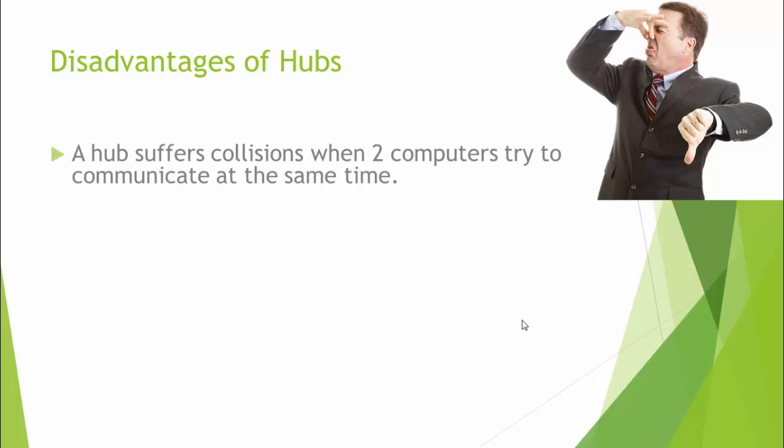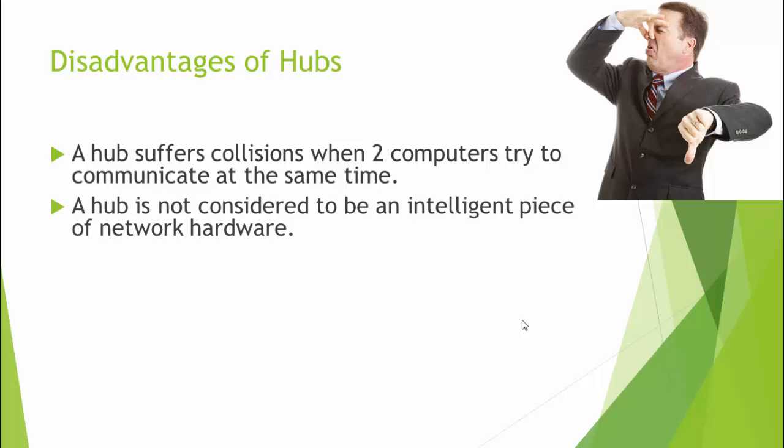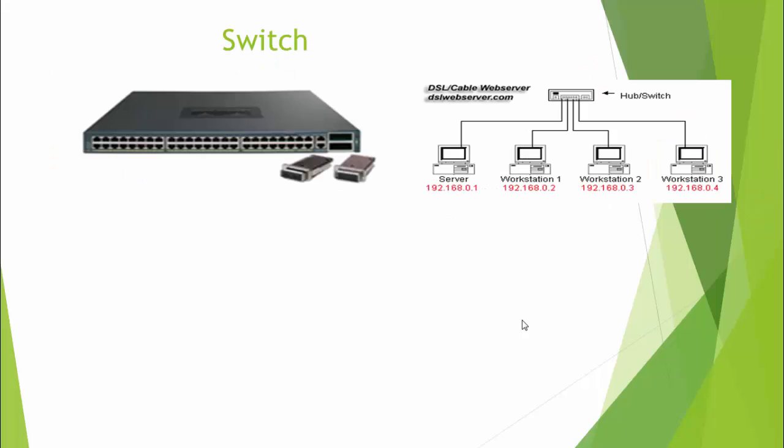Hubs, though, aren't used so much anymore, and the reason why is because if two computers try to communicate at the same time, we see what's called data collisions. You can't broadcast both at the same time, and you start to see losses of data, and computers have to start sending the same data more than one time. For this reason, with broadcast communication, a hub isn't considered to be an intelligent piece of network hardware. But it does serve us well to illustrate how the other pieces of hardware are better.